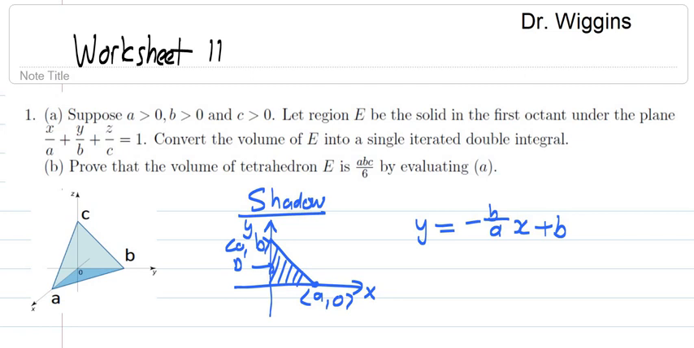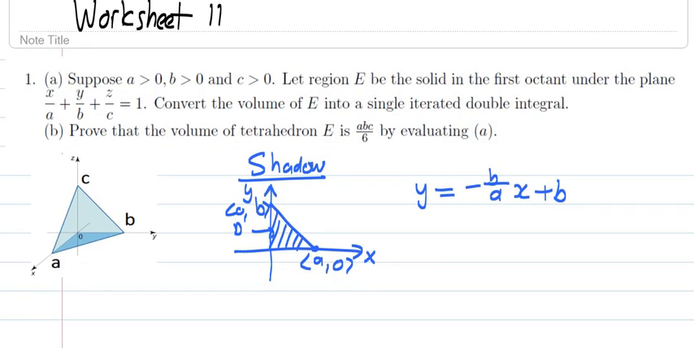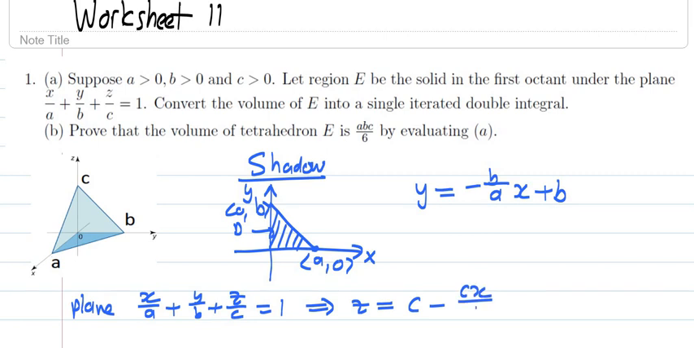All right. Now, the equation of the plane is x over a plus y over b plus z over c equals 1. And if you rearrange it, so if you make z the subject of the formula, you get that z is equal to c minus cx over a minus cy over b. Again, I'm going to leave that algebra for you to verify.